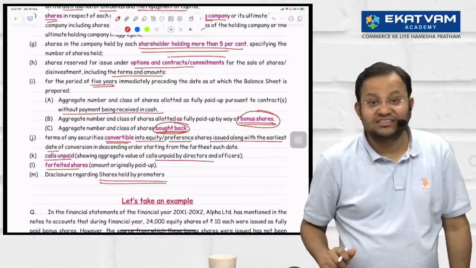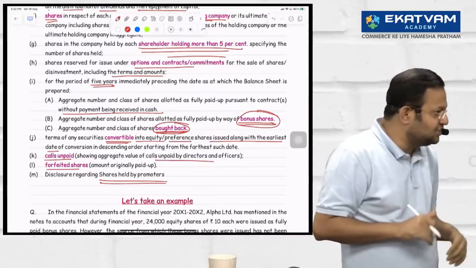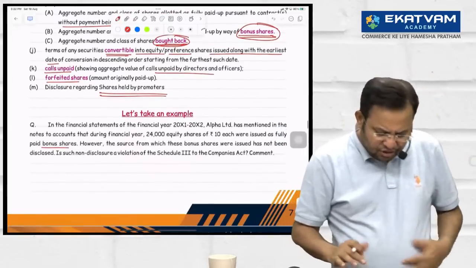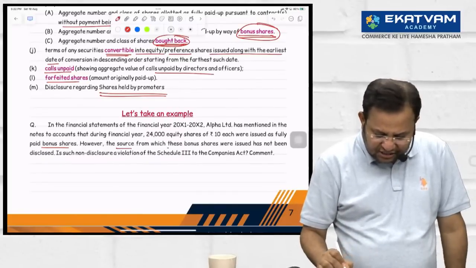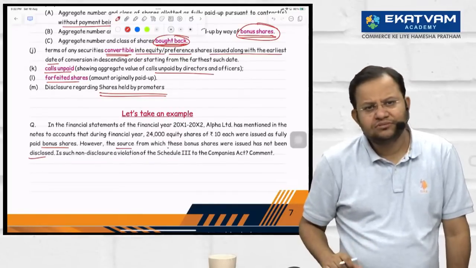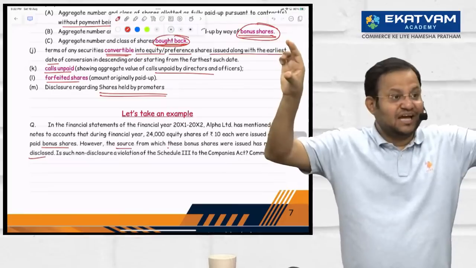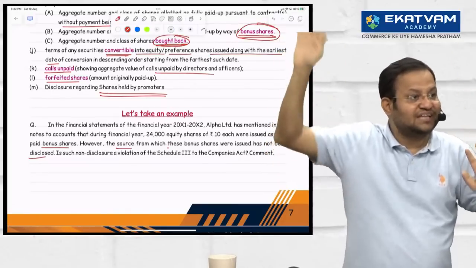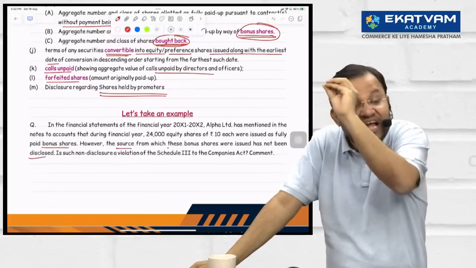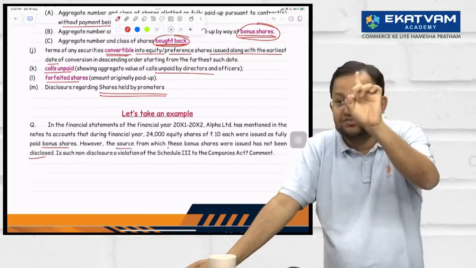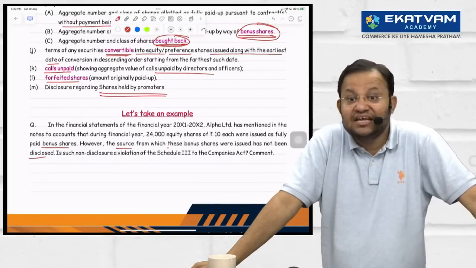And shares issued for consideration other than cash in the last 5 years from the balance sheet date. You have to give the details. So you have said that you have given bonus shares. However, the source from which bonus shares are given is not disclosed. Source means, yesterday I told you, we made a chart. Bonus shares can be given from divisible profits and capital profits, but not all capital profits. Certain eligible capital profits, which are securities premium and capital reserve, realized in cash.